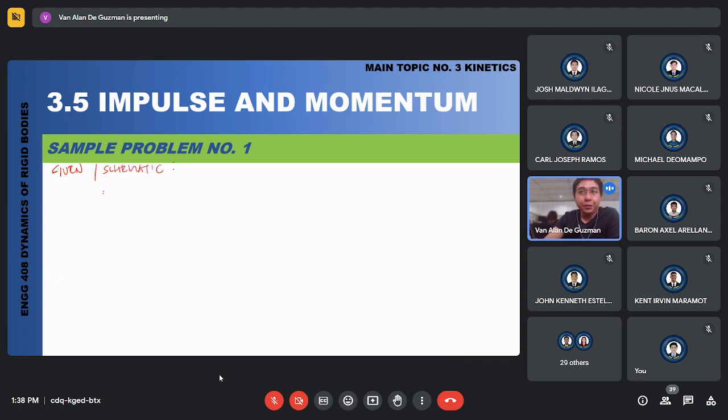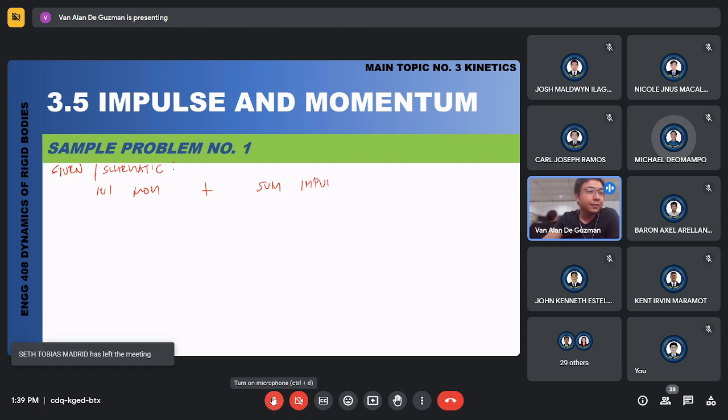Ano ba yung ating equation? We have, again, initial momentum plus summation ng impulse. Very good. Is equal to final momentum.